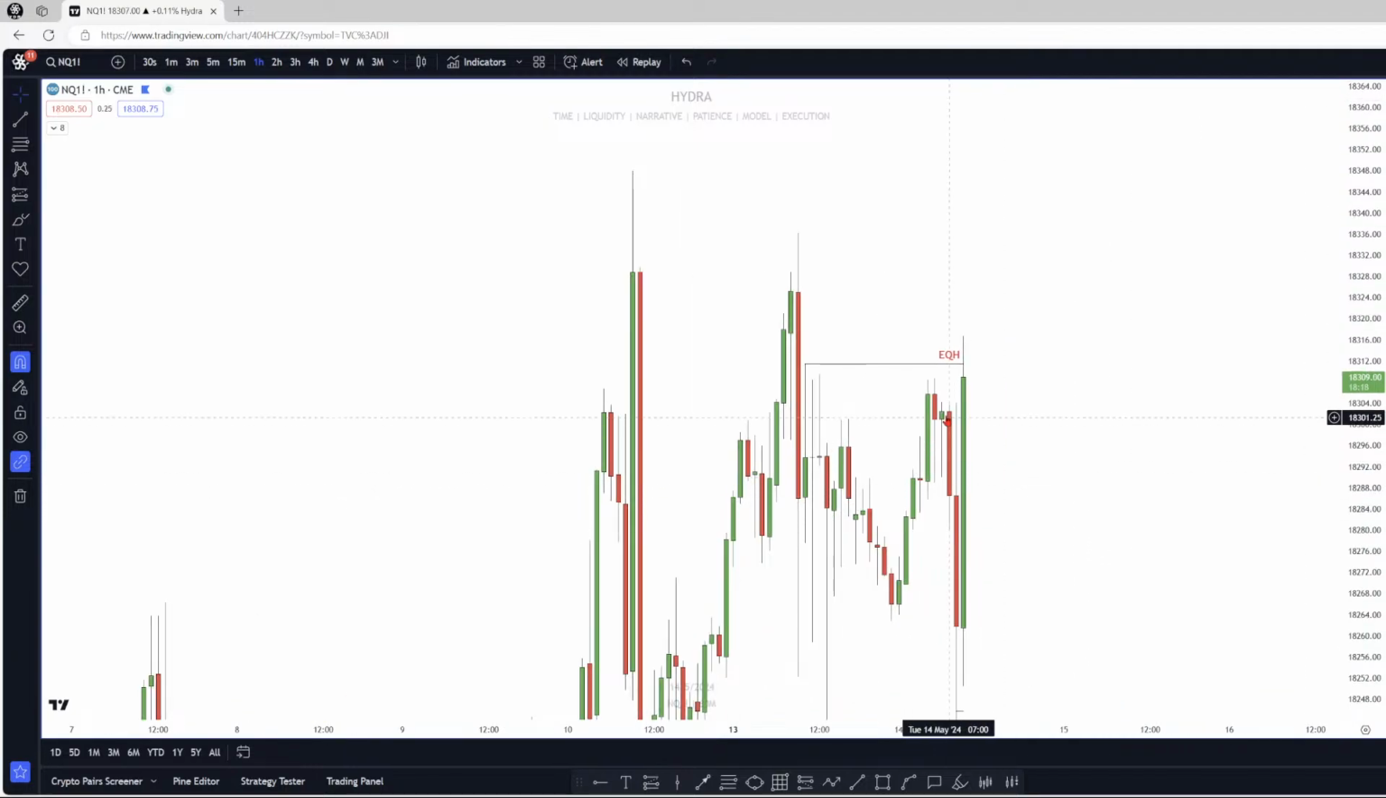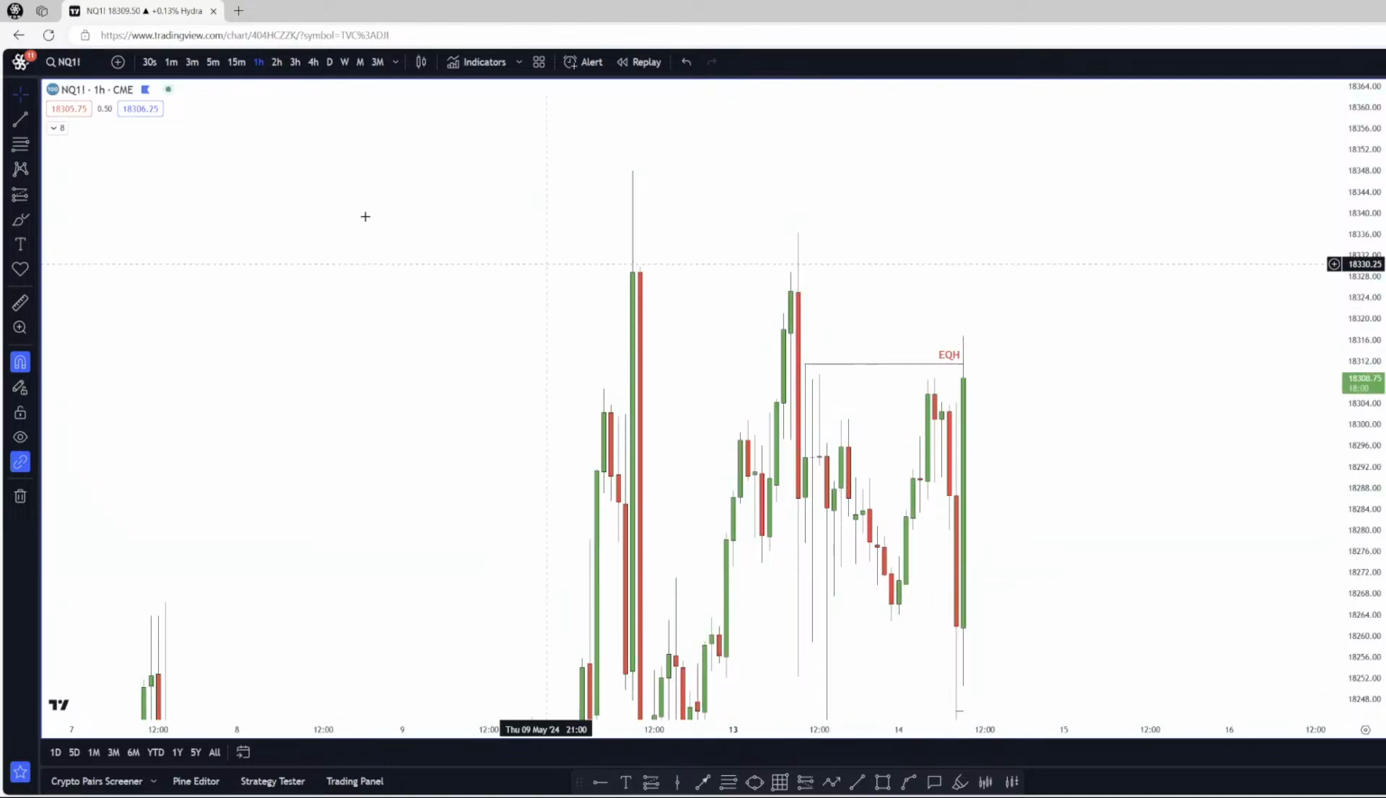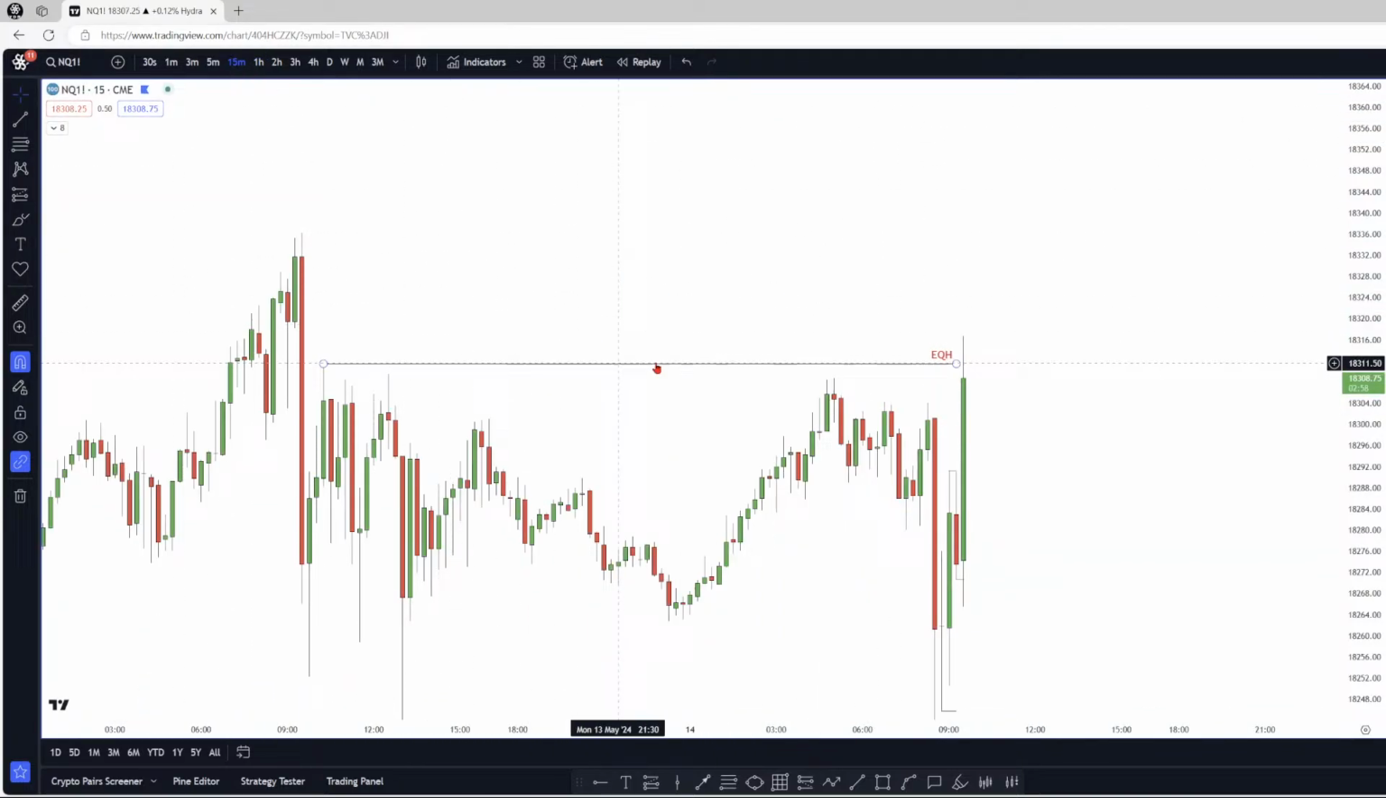We basically went above. Is it our yesterday's high? Let me check. Okay, we are yet to go above the yesterday's high. Yesterday's high coming at 18,336.25. We have such a nice clean level here. Also hitting this unfilled part.